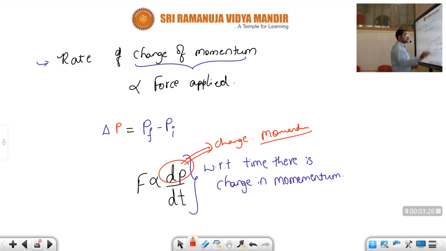Children, Newton's second law doesn't state that directly. It is not stating that F equals ma. Simply we can't say Newton's second law means F equals ma. Newton's second law is that whenever there is change in momentum, the rate of change of momentum is proportional to what, children? The force applied. That is Newton's second law. From that we derived F is equal to ma.